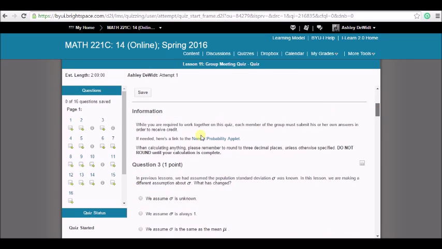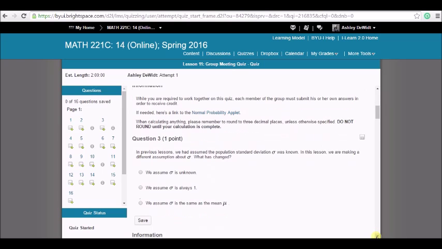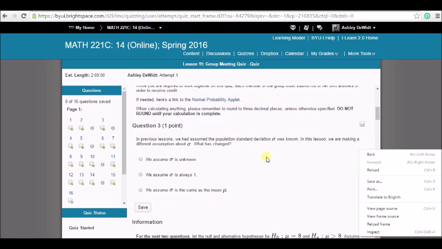All right, question 3. In previous lessons, we assumed the population standard deviation was known. This lesson, we're making a different assumption about that thing. What has changed? We assume it is unknown.